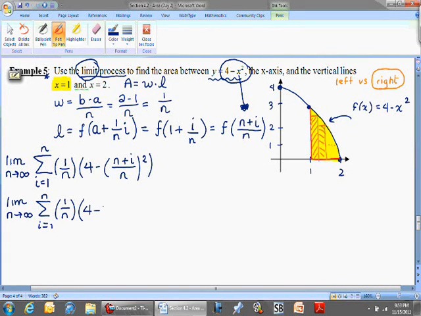And we will go ahead and expand the n plus I in the numerator, which of course is n squared plus 2ni, or ni times 2. It really makes very little difference right now. Plus I squared. Hopefully you can all follow that binomial expansion. And then the denominator, of course, would be n squared.